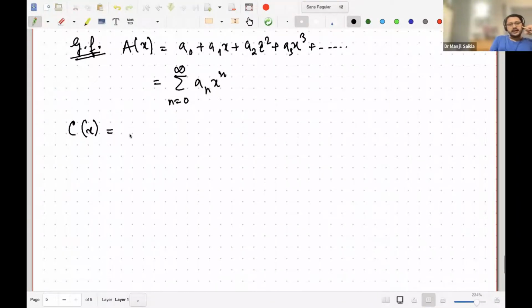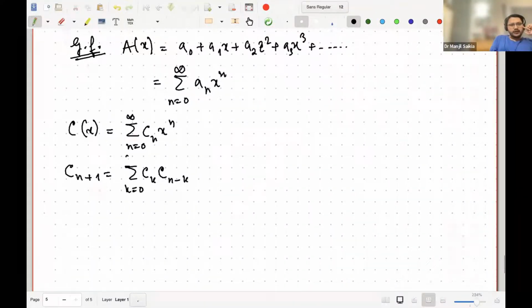So let's say that C(x) is the generating function for Cn, the number Cn that we defined earlier. And we have C(n+1) is equal to the sum of Ck times C(n-k), k going from 0 to n. Now, if I multiply here, well, let's look at this. What is this, the sum of C(n+1) x to the power n, n going from 0 to infinity?